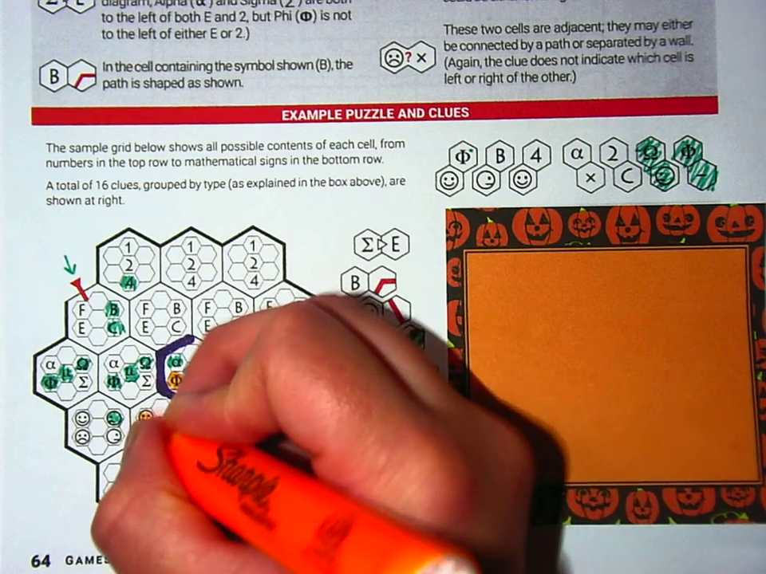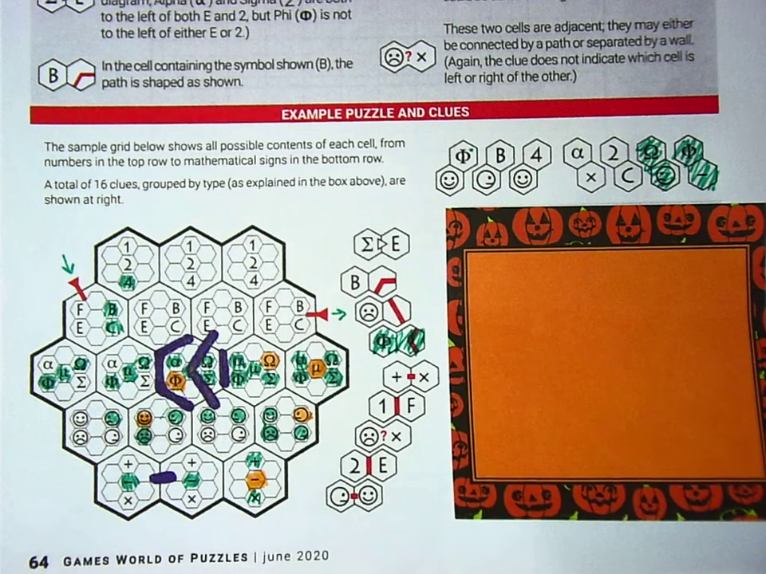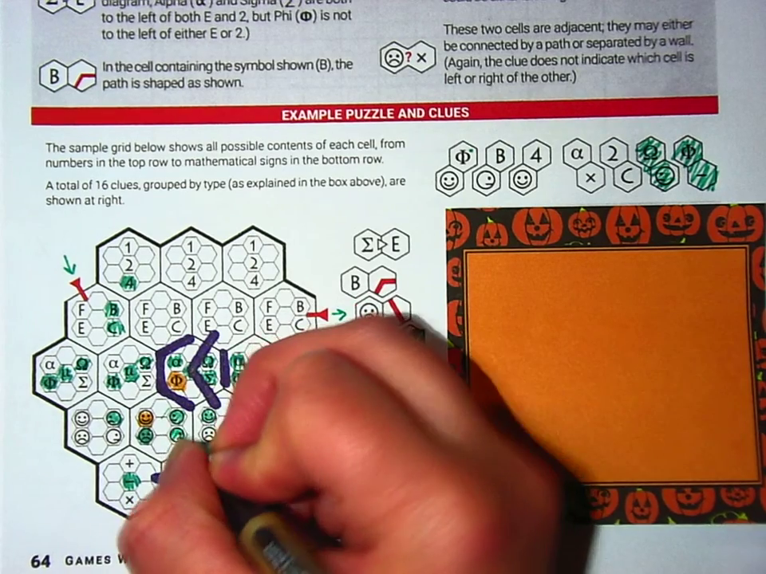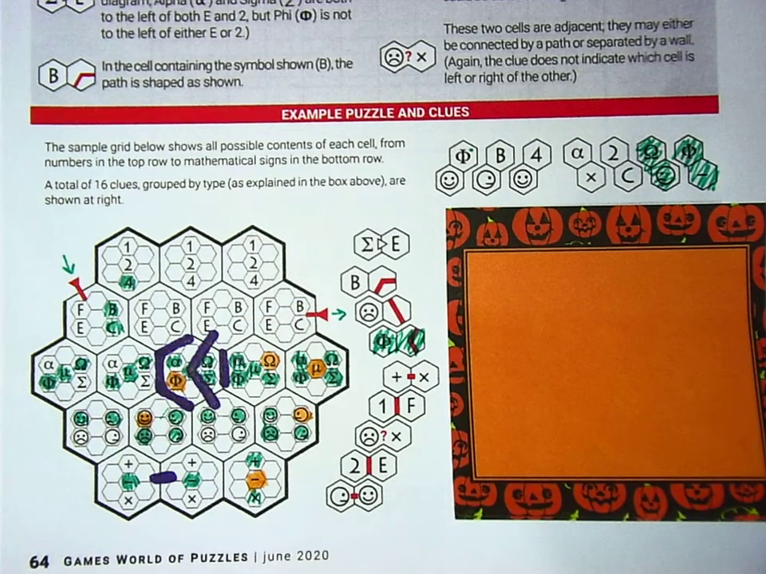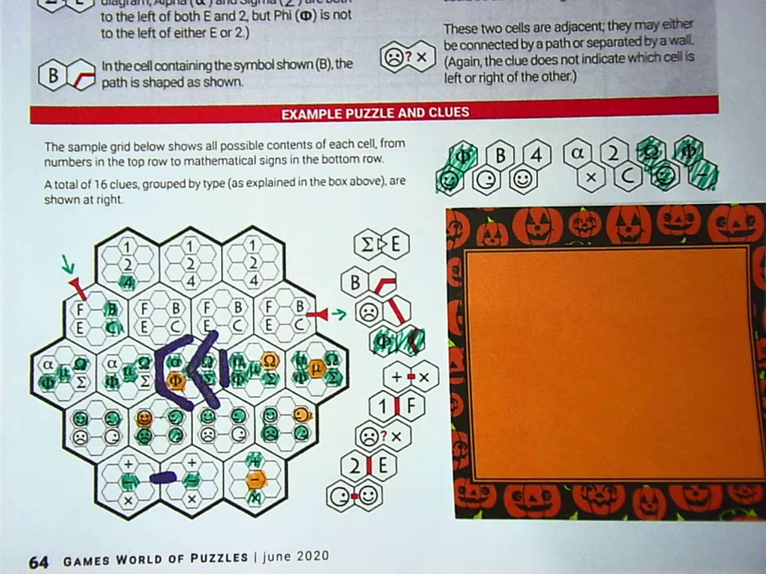The smiley face right there, not connected to, but in the same kind of diagonal row as the smiley face. So that means that's done and that's done. I know where that is now, so I can cross that off. So slowly getting through our clues.